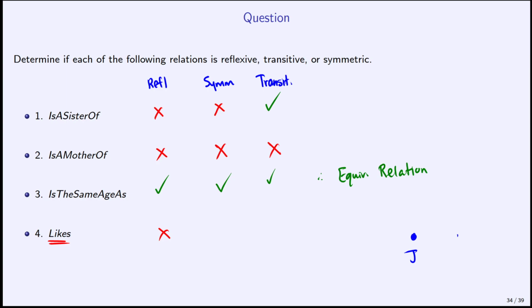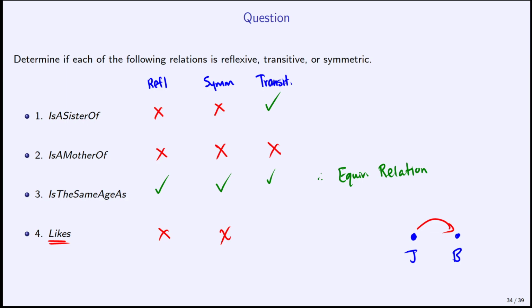What if we have two people? I wanted to use John and Jack, but that's not good because they're the same letter. Let's use John and Ben. Suppose that John likes Ben. Is it necessary that Ben likes John back? The answer to this one is also no. So one person can like another, and that person doesn't have to like them back. So it's not necessarily symmetric.